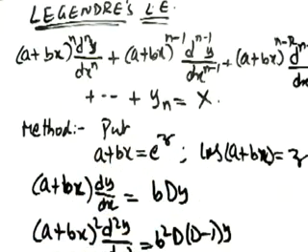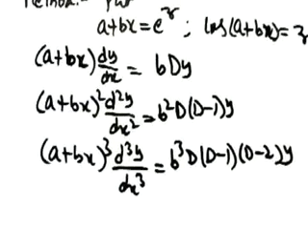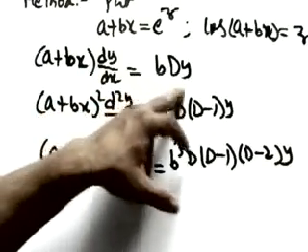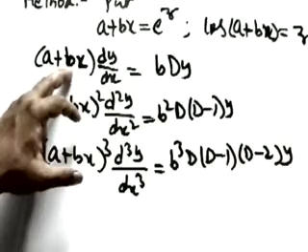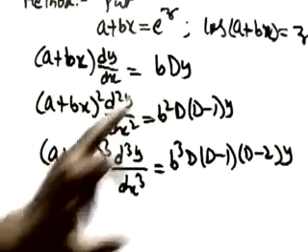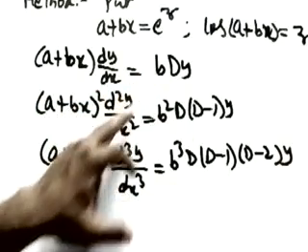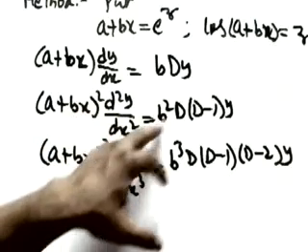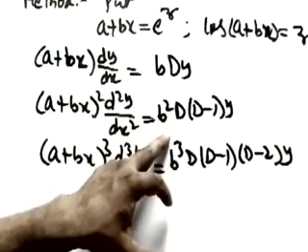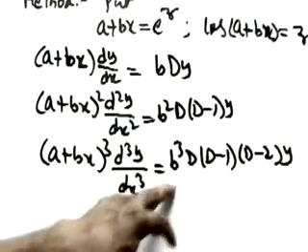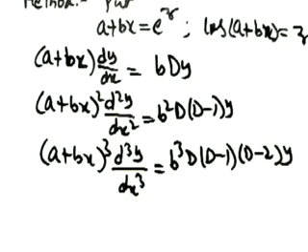Log of a plus bx will become z, and the change here, you see: (a plus bx) dy by dx will be b into Dy, where b is the coefficient of x. And (a plus bx) square d square y by dx square means b square D into (D minus 1), and the whole cube means b cube D into (D minus 1)(D minus 2) into y. You revise these formulas.